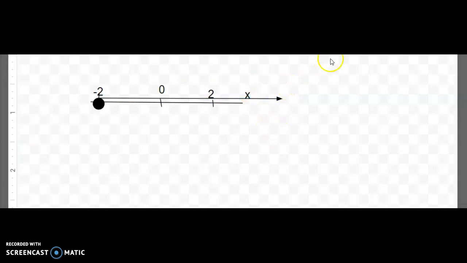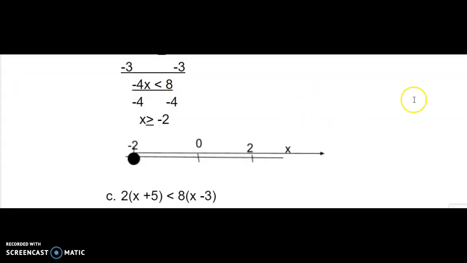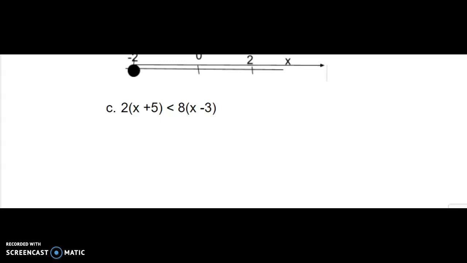And that's x. Save and close. That's the graph for B. Okay, so next on C.